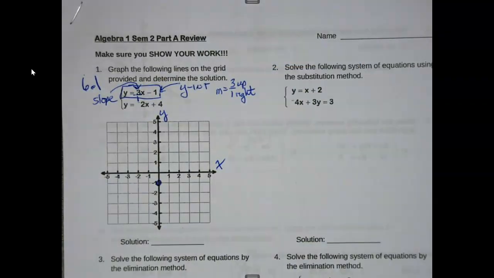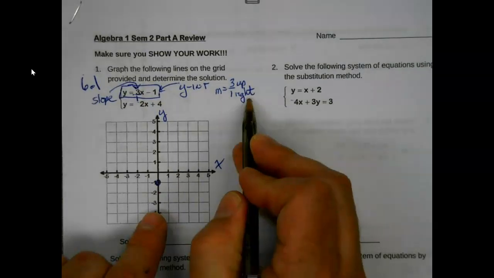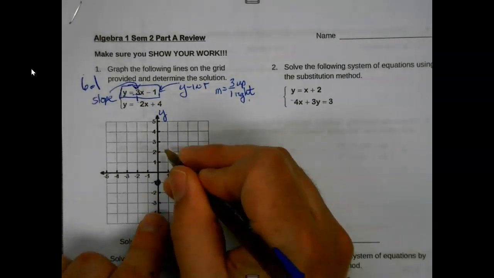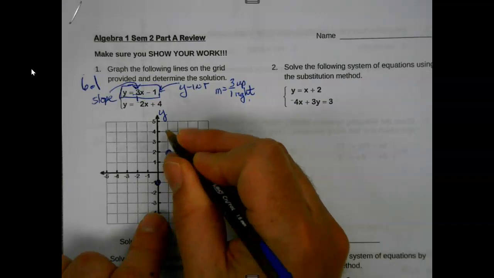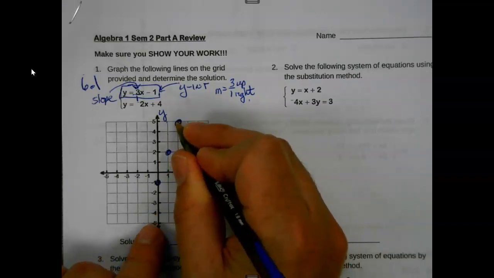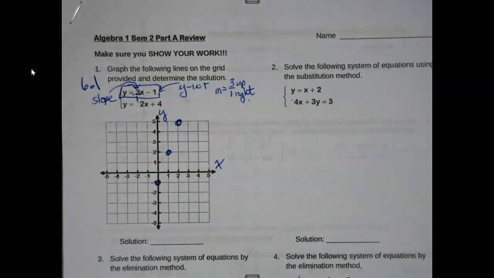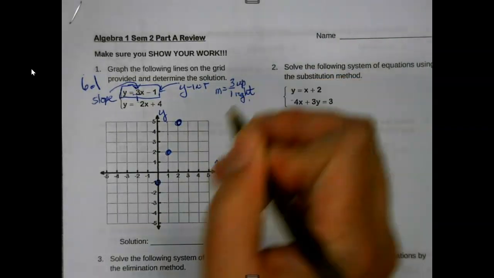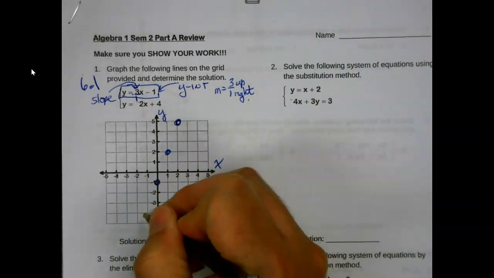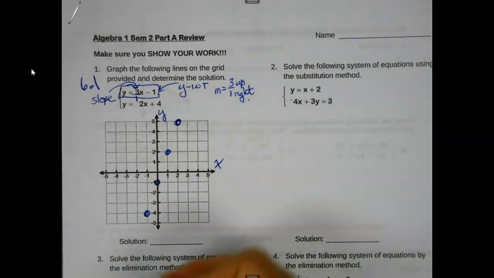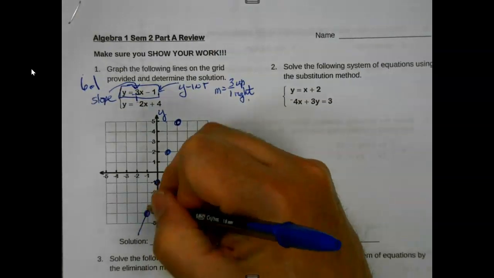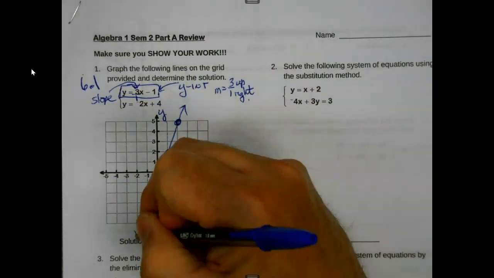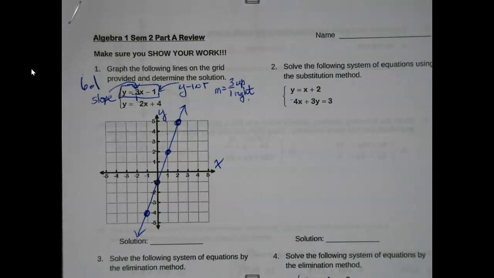this is why we get in the review, to rustle up some of them old memories here. So we're going to go up and we're going to go right. So 1, 2, 3, 1. 1, 2, 3, 1. And if you run out of room, we can just do the opposite of both of these. So we can go down 3 and left 1. All my dots are lining up here. And I get that set.